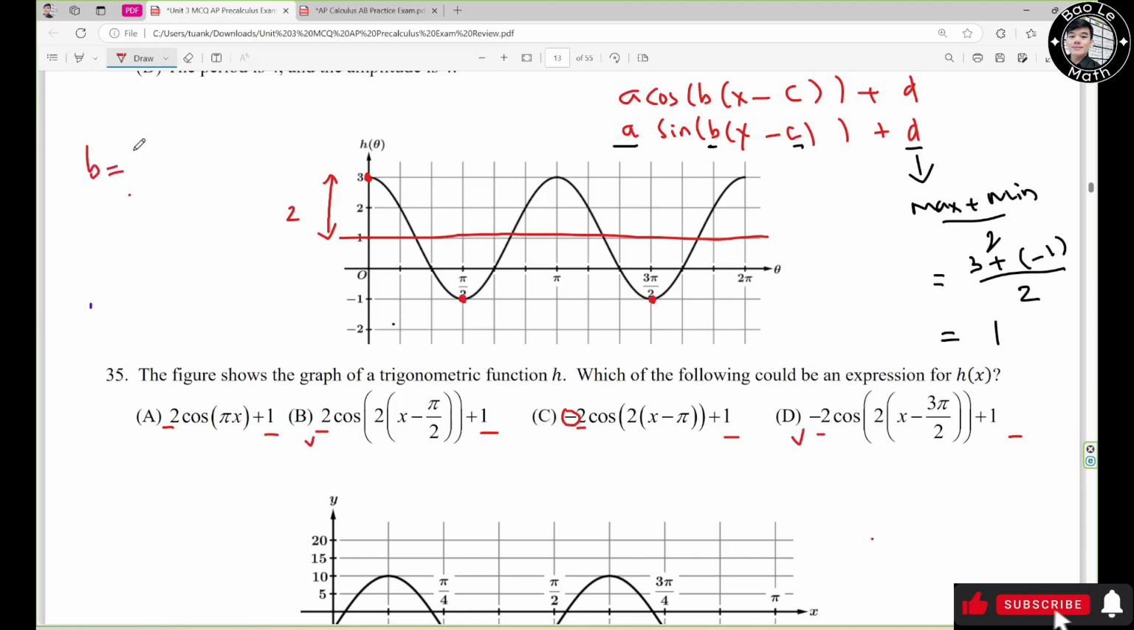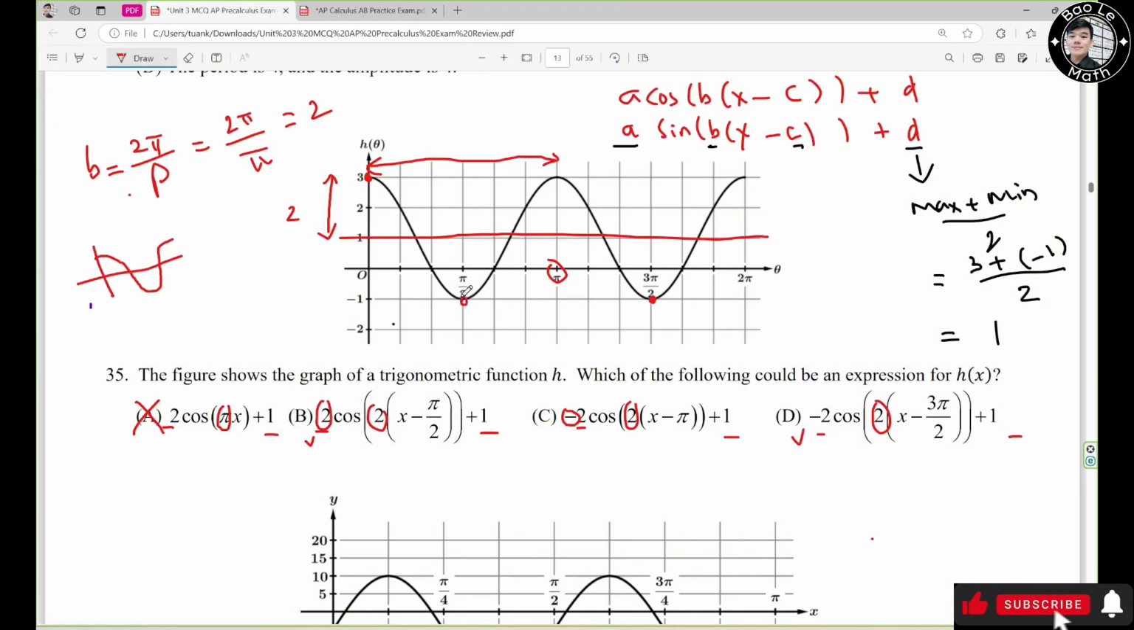Alright. Now next one, you need to find B. B equals 2 pi divided by period. Period is the distance between two hills, right? So it could be pi right here, right? So it could be 2 pi divided by pi. It could be 2, right? So this one is pi. This one is 2. This one is 2. This one is 2. So we need to eliminate A, right?